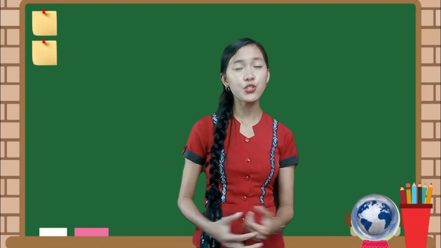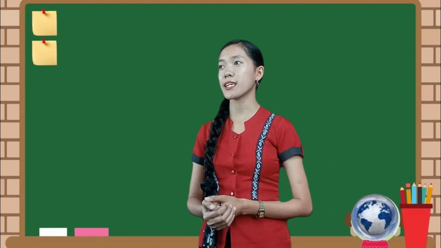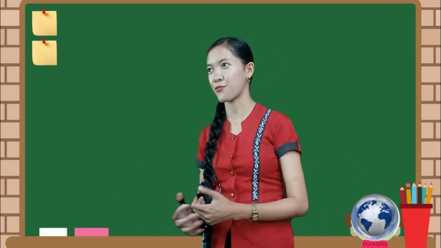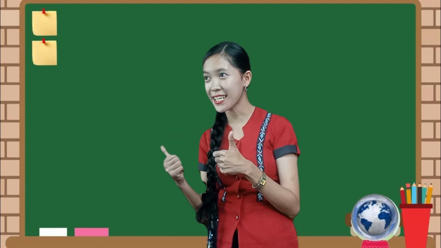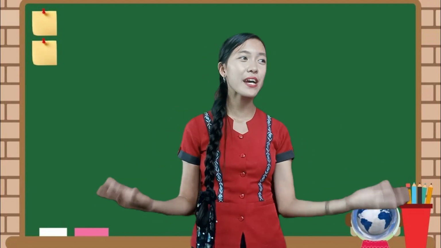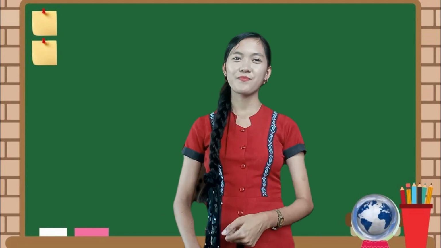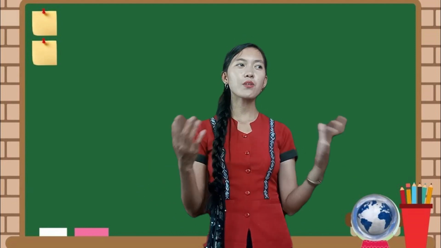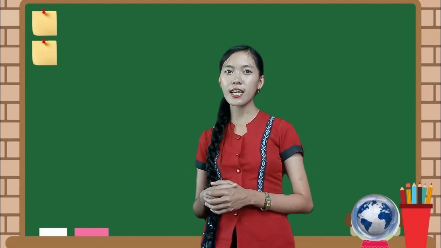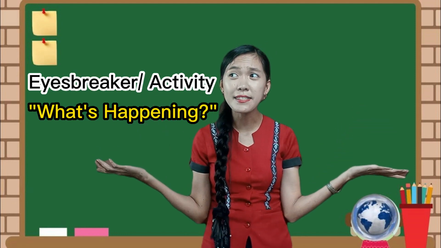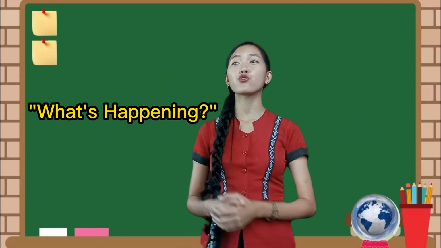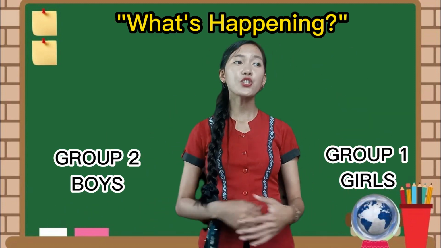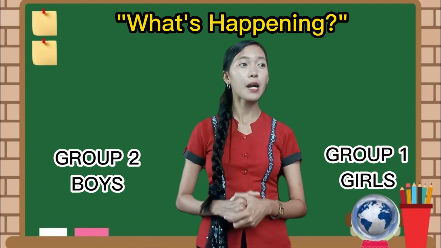Before I introduce our next topic, let's have an icebreaker first. Let's have an activity first. Will that be okay? Are you ready? So listen carefully to the instructions. By the way, the title of our activity today is What's Happening? So I will divide the class into two groups. The first group will be the girls and the second group will be the boys. And each group must select a team captain.